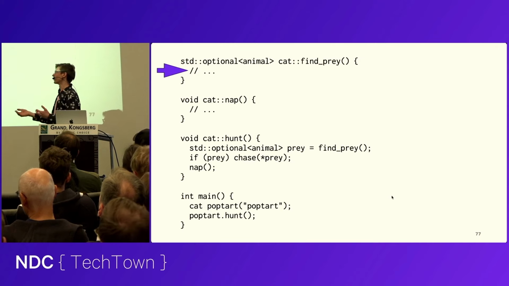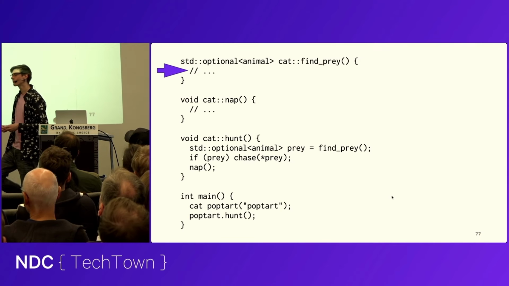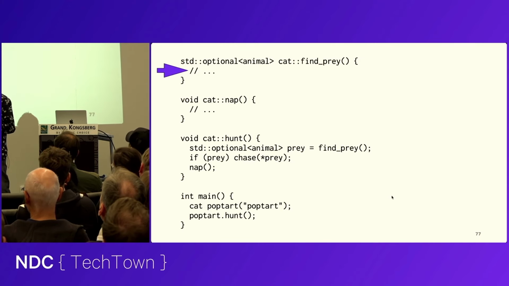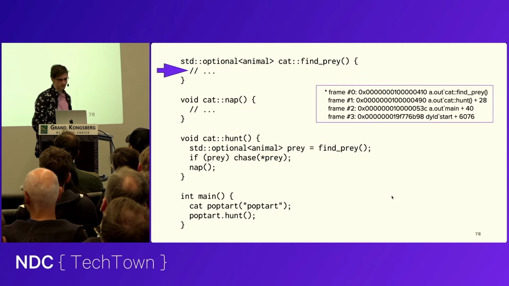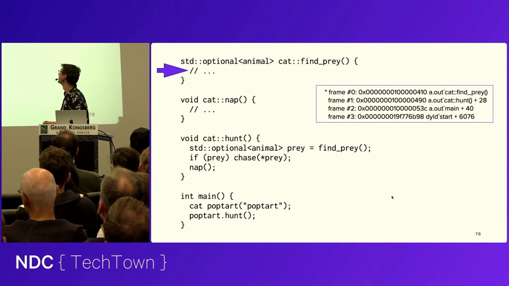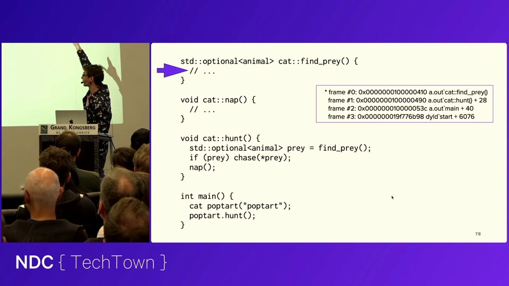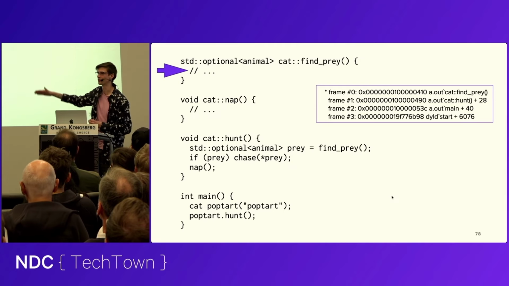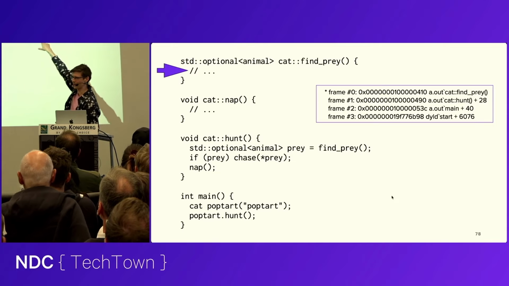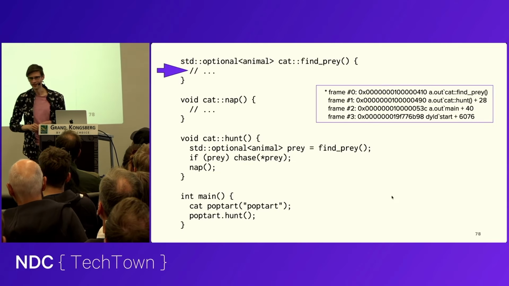We might want to find how we got there. What sequence of function calls led to this point? And that's called the backtrace, which might look something like this. We have our find prey function, which was called by hunt, which was called by main, which was called by this start thing, which is kind of an implementation detail.